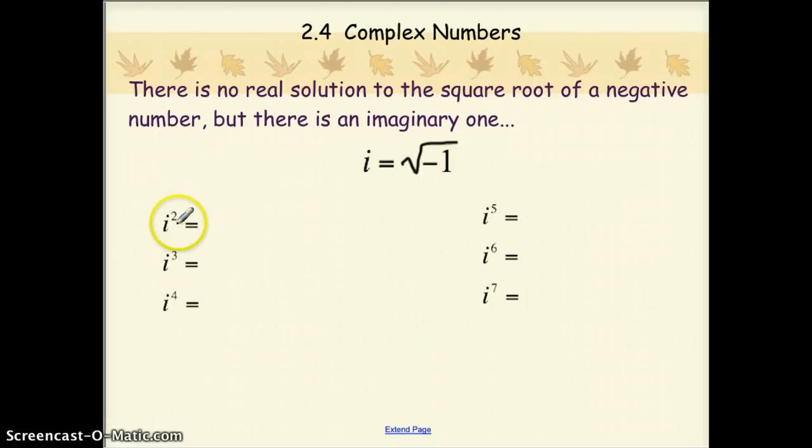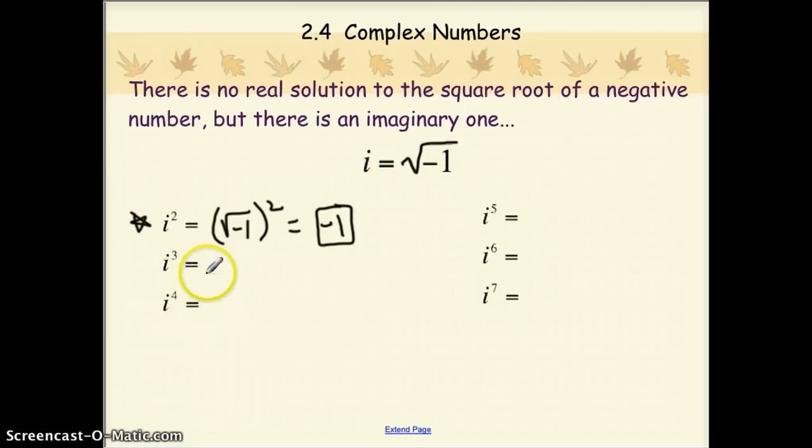For example with i squared, if I took i, which is the square root of -1, and I square it, the square will cancel off the square root and I'll just be left with -1. That is one to really remember. i squared is equal to -1. That's going to come up in a lot of problems. Basically, anytime you see an i squared, put in a -1.